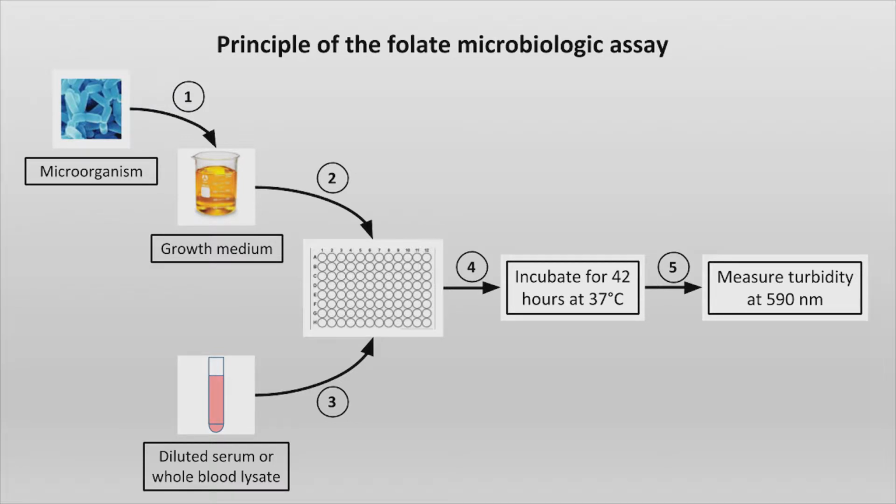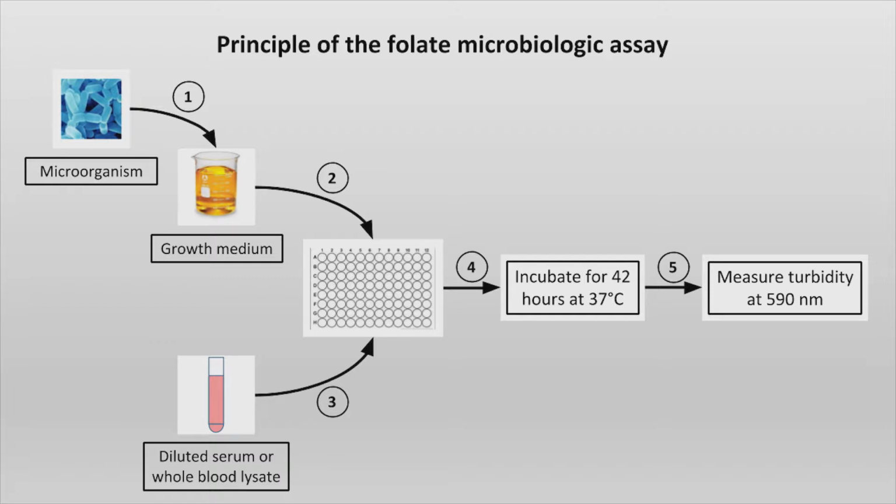We first add the microorganism Lactobacillus rhamnosus to growth medium containing all the nutrients the microorganism needs to grow, except for folate. Step 1. Then, the inoculated growth medium and diluted serum or whole blood lysate are added to 96-well plates, steps 2 and 3. We incubate the plates for 42 hours at 37 degrees Celsius, step 4.